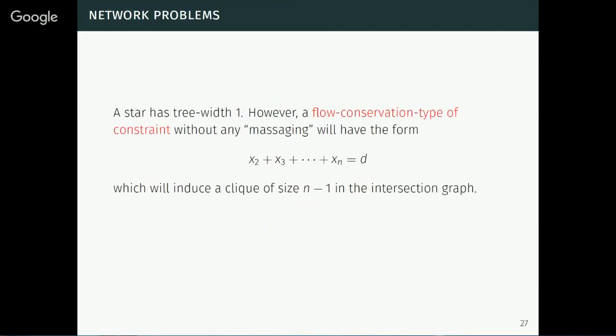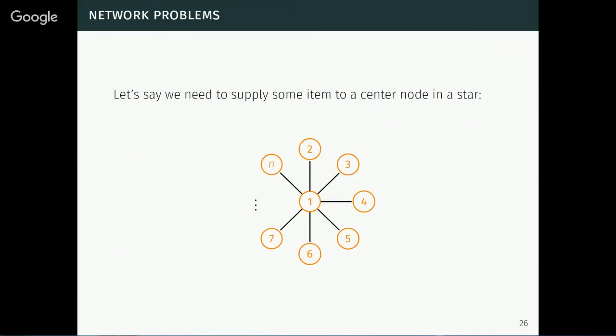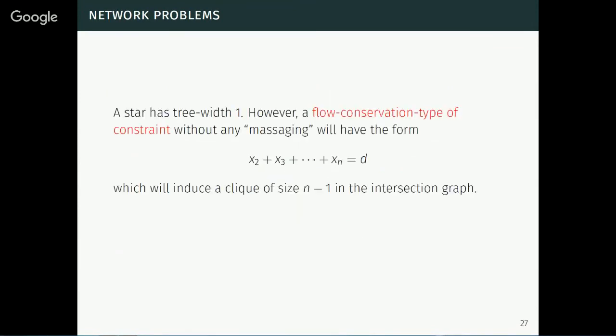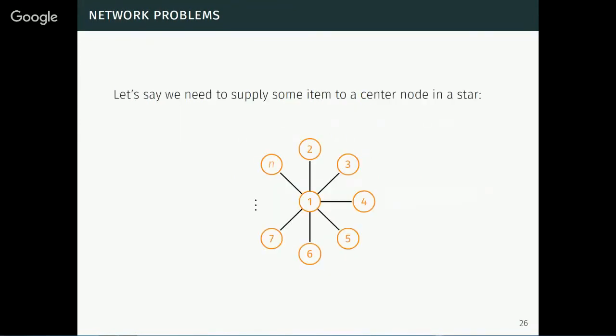Let's say we want to do that. You can give that problem to any master student, and they will be able to formulate it with a flow conservation type of constraint, right? Where you have the sum of everything that is produced around the star equal to some demand at the center, okay? The star is a tree, with tree width 1. The problem somehow comes from this graph.